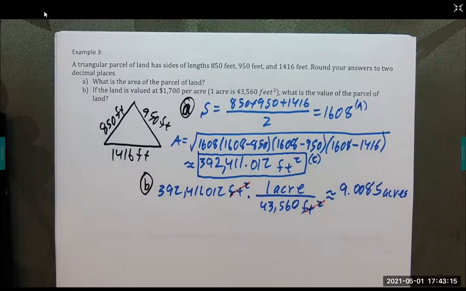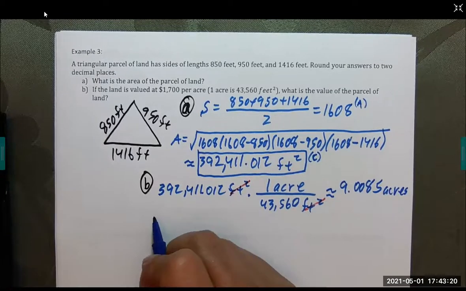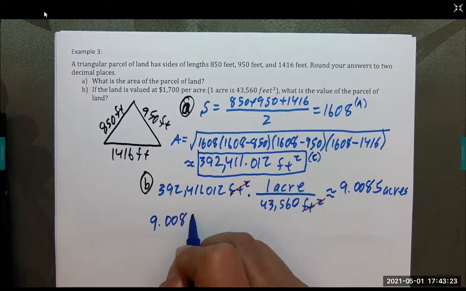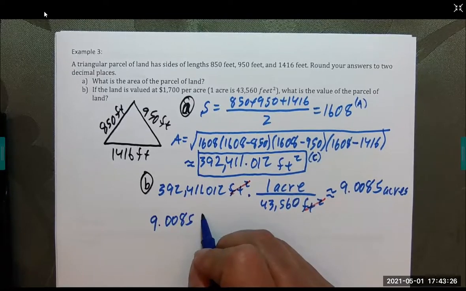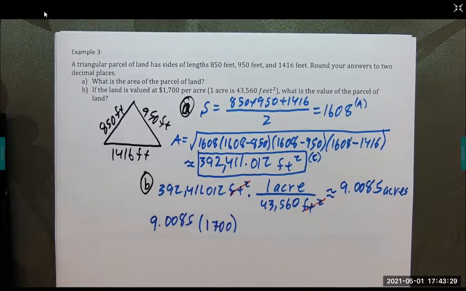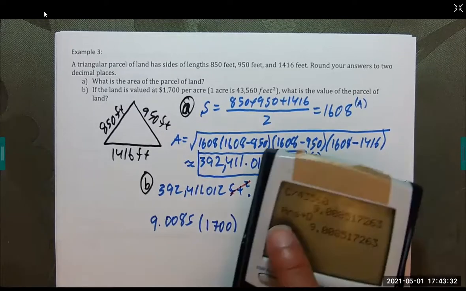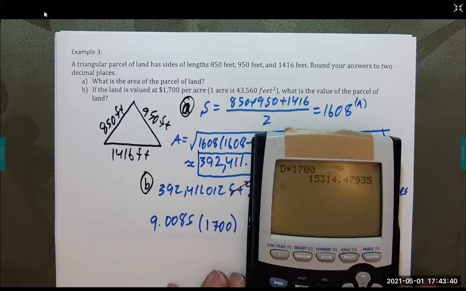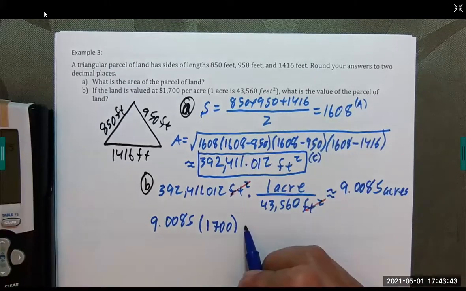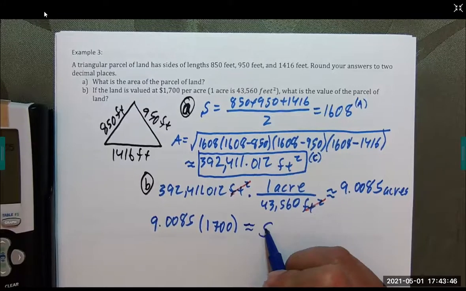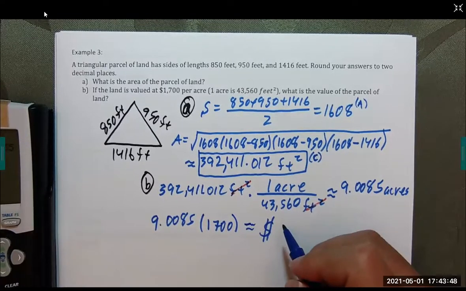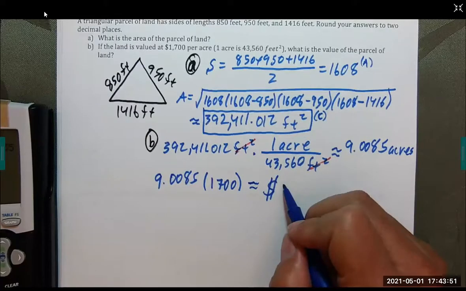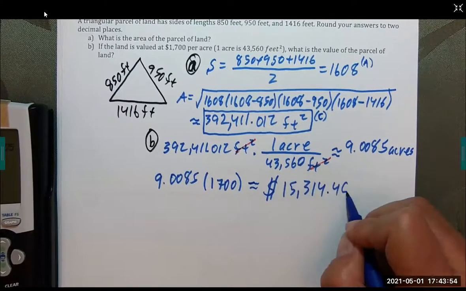Now each acre is worth $1,700. So I'm now going to take 9.0085. Of course, I'm going to use D, and I'm going to multiply that times 1,700. So I'm going to go D times 1,700. And this is how much money the land is worth. $15,314.48. That's how much that land is worth.